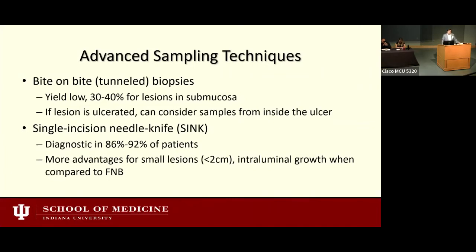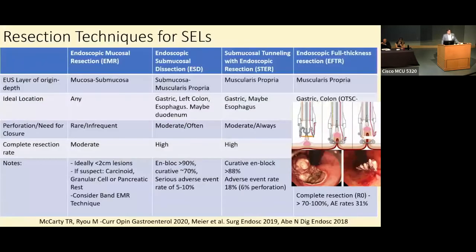There have been case reports and case series of the single incision needle knife technique, or SINK technique, having a high diagnostic accuracy. It may be more advantageous for smaller lesions or when there's significant intraluminal growth, a significant bulge to that lesion. But really, we lead with FNB, and when you select the right needle and have good technique, oftentimes you can make the diagnosis utilizing EUS FNB. And then there are advanced resection techniques, which have diagnostic utility if you're failing to make a diagnosis with FNB, but also are tools that we have in order to manage these lesions.